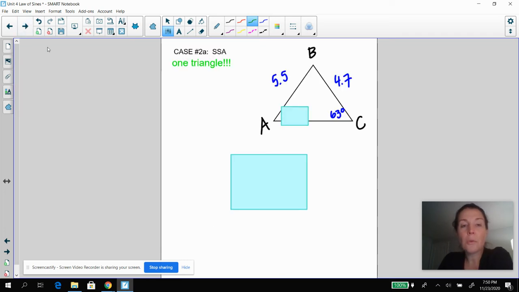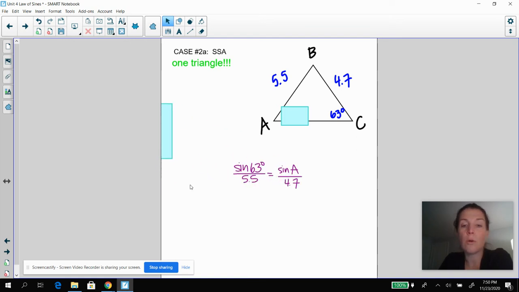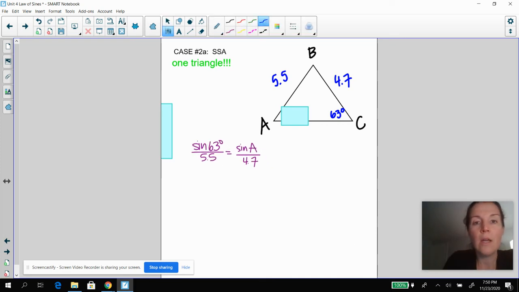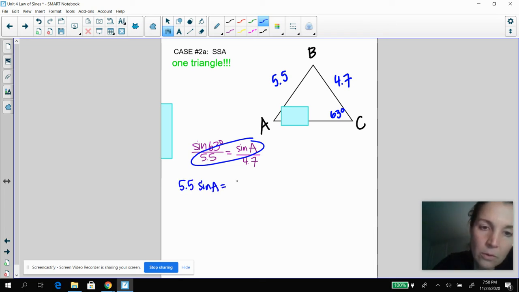All right, so here's a situation. It's side-side-angle, and we're only going to get one triangle here. So I want you to pause the video and solve for A. All right, we're back. This one's a little bit trickier because we haven't solved for an angle measurement yet. So hopefully you set up your ratio just like this. And then if you cross multiplied here, you're going to wind up getting 5.5 times the sine of A equals 4.7 times the sine of 63.